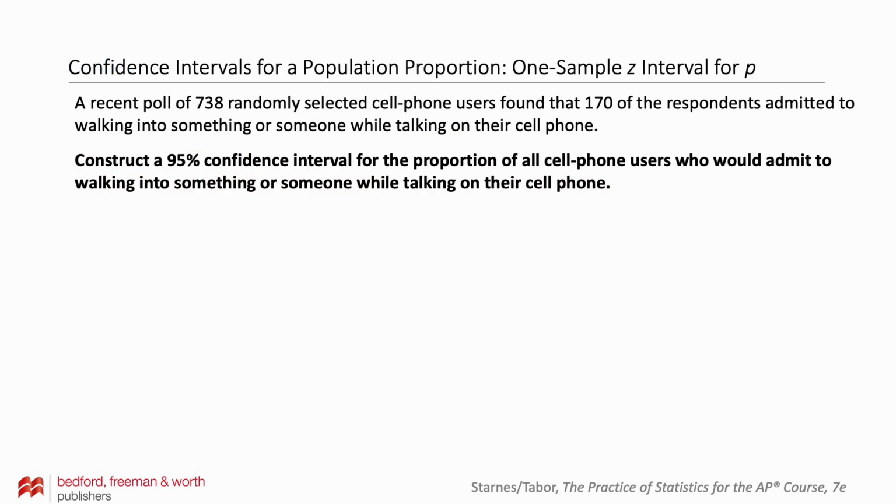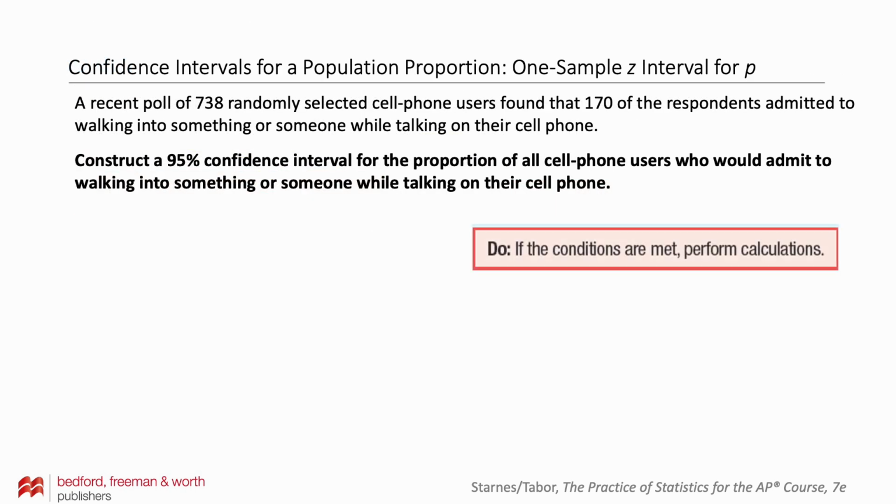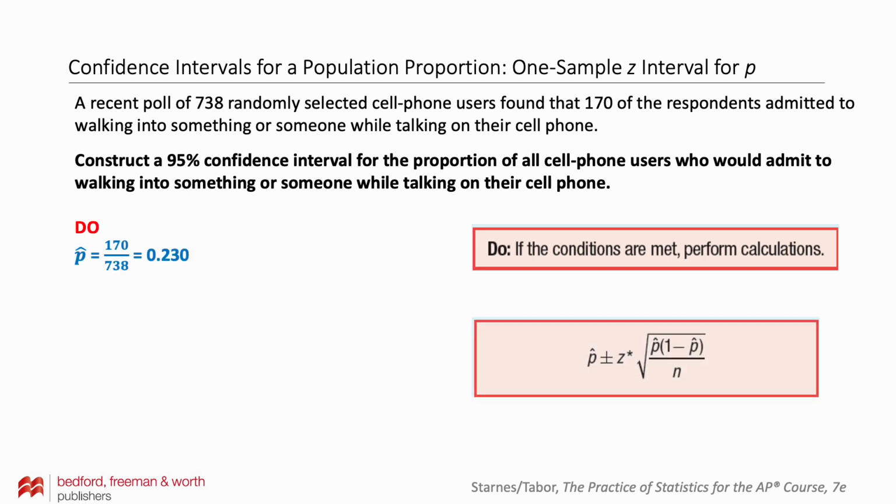The fourth step is the do. If the conditions are met, we're going to perform the calculations. So remember, we need to find the z star. We can find it using our calculator. So we first need to know, this is the formula we need to use. We need to find our z star and our standard error.